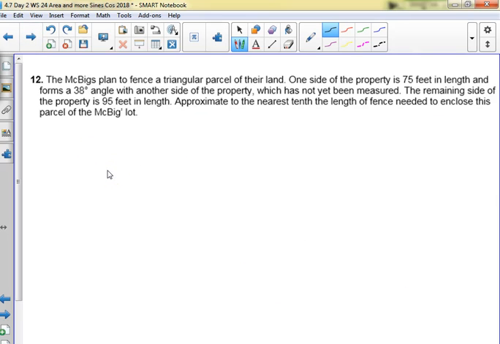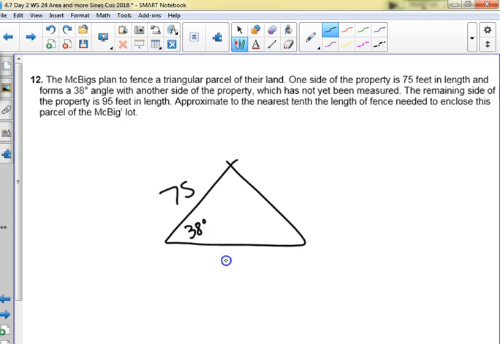All right. Number 12 says they have a parcel of land. One property is 75 in length, and forms a 38 degree angle with another side which has not yet been measured. The remaining side is 95. Find the length of fence needed to go all the way around. Okay, so I'm thinking that I need to find this angle first, so I can find that side.